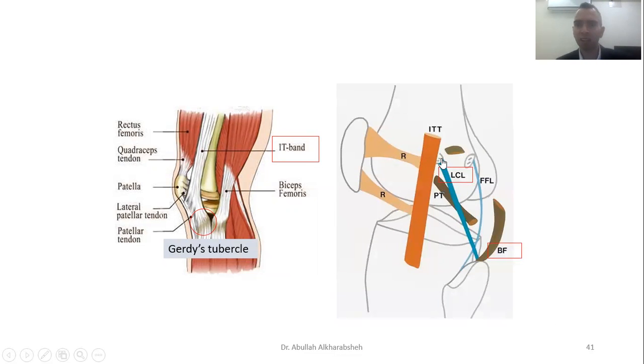As we see, this is the lateral collateral ligament here. And this is the biceps femoris.